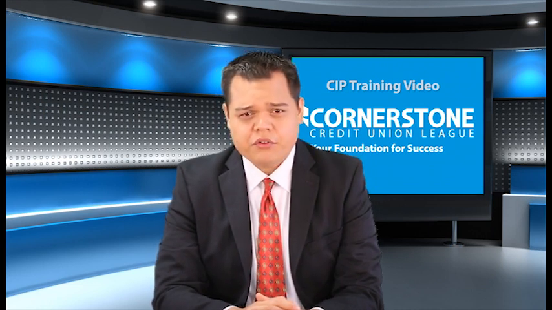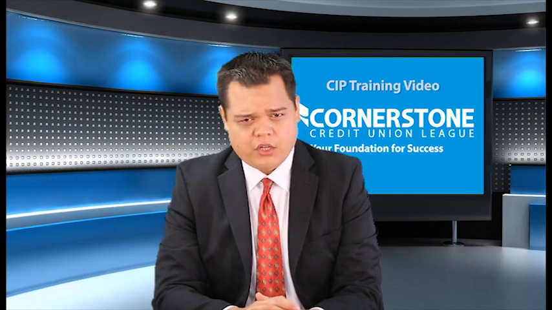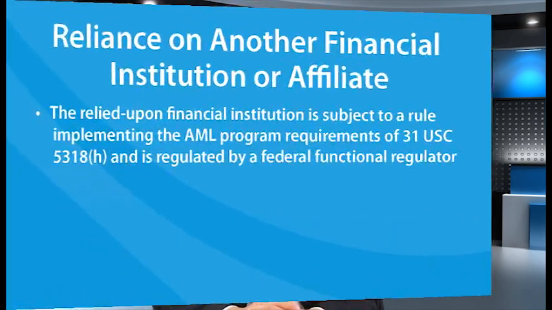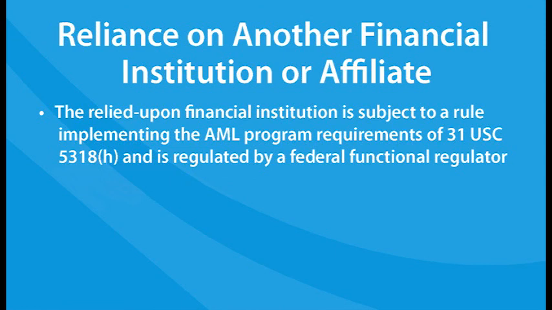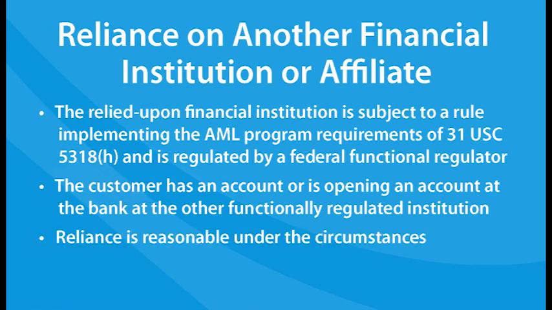When depending on another financial institution or affiliate, a credit union needs to make sure that the following criteria are met. First, the relied-on financial institution is subject to a rule implementing the AML program requirements of 31 U.S.C. 5318(h) and is regulated by a federal functional regulator. The customer has an account or is opening an account at the credit union and at another functionally regulated institution. That reliance is reasonable under the circumstances.